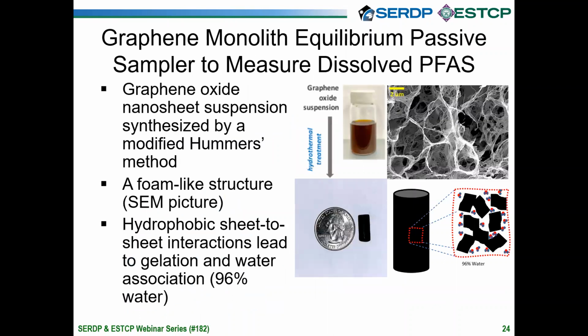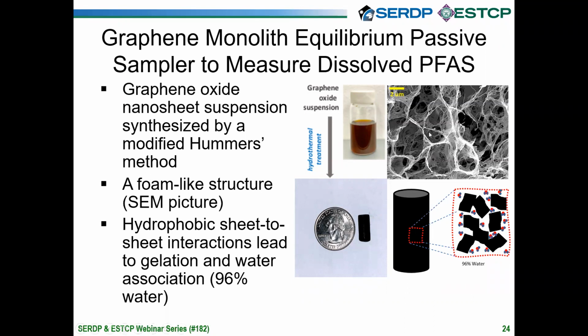All right, so the first sampler that we developed, through SERDP funding and collaboration with colleagues like Bob Hurt from Brown University, is a nanographene. You can see on the right some pictures, there's a brown solution, and that is basically graphene oxide, which then gets converted through a Hummers method into a cylinder that is basically black from a lot of carbon.